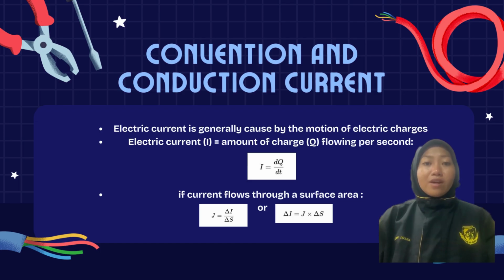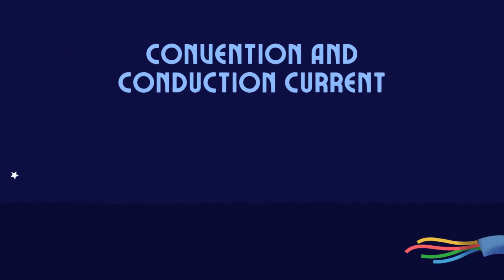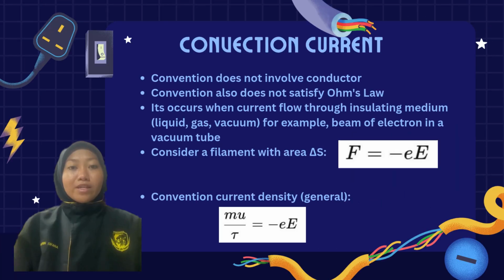Convection and conduction current. Electric current is generally caused by the motion of electric charge. Electric current I is equal to the amount of charge Q flowing per second, I equals dQ over dt. If current flows through a surface area, J equals delta I over delta S, or delta I equals J dot delta S.